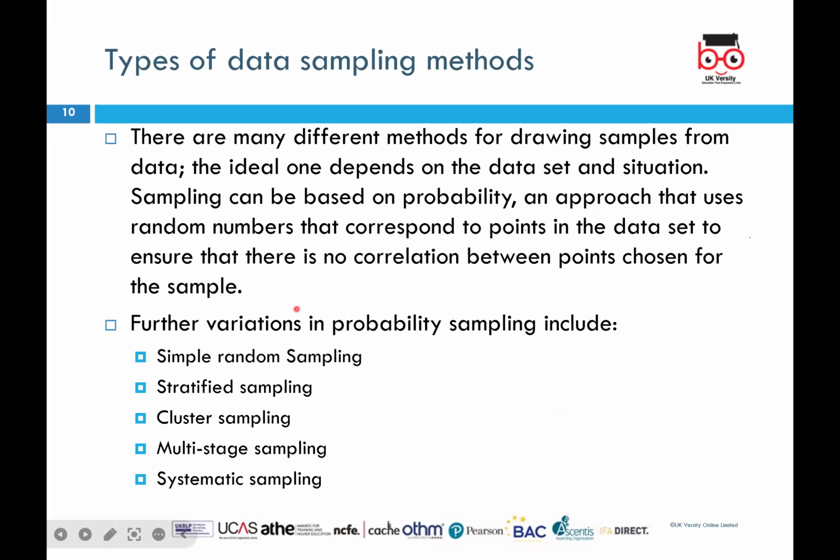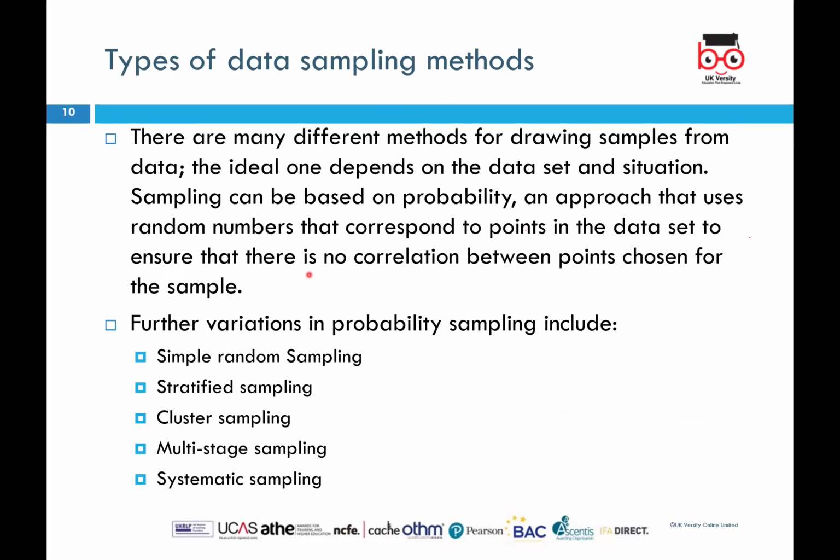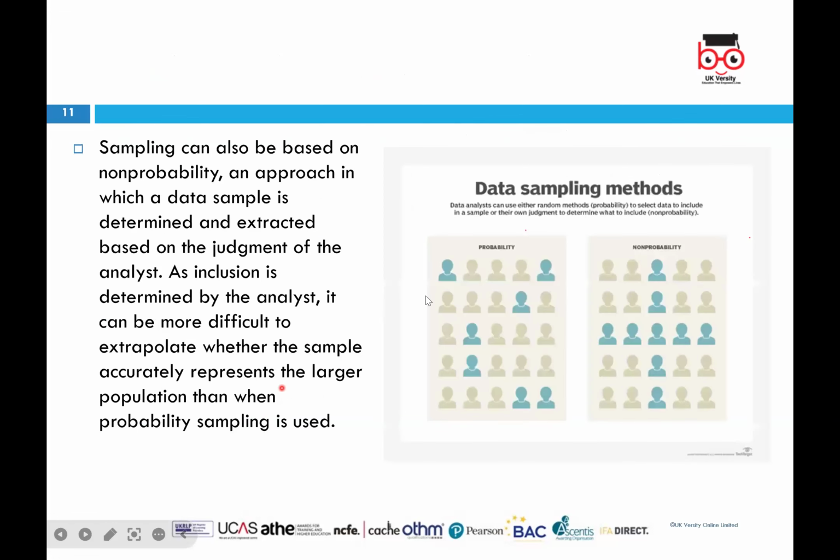So there are certain types of sampling methods. There's one called probability sampling, and there's another one called non-probability sampling. So probability is obviously random, where anyone could have the probability of being a part of your sample. So you have simple random sampling, stratified sampling, cluster sampling, multi-stage sampling, and systematic sampling. We're not going to go into details. These are just types of sampling. We'll miss this out. This is not very important.